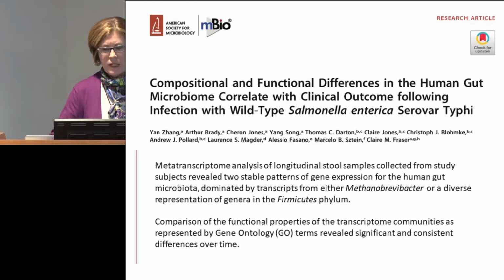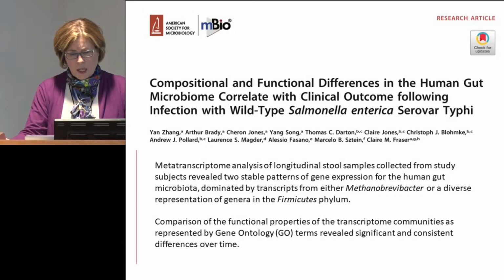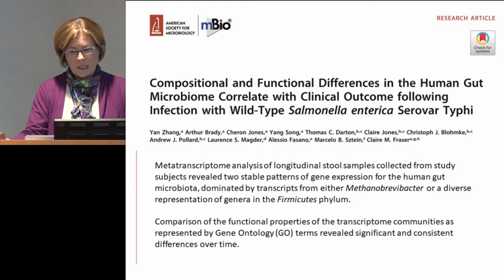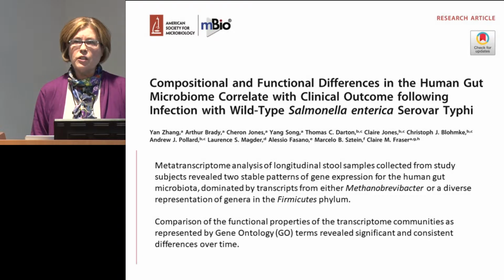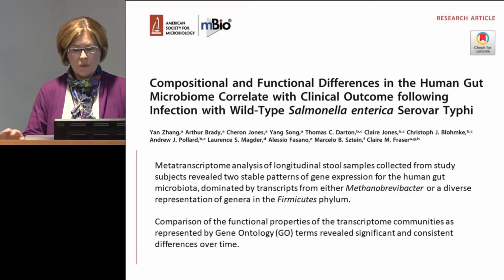And what I want to focus on here are the functional differences that we identified in this study. And this was an interesting study. This was a population of human subjects recruited in the UK, in Oxford, by Andy Pollard and colleagues. And this was actually a human challenge trial with wild-type salmonella and a salmonella vaccine. The vaccine issue of this really doesn't matter today, but what we did was really move beyond 16S and begin to try and characterize the communities and individuals based on function, and we were using metatranscriptome analysis.